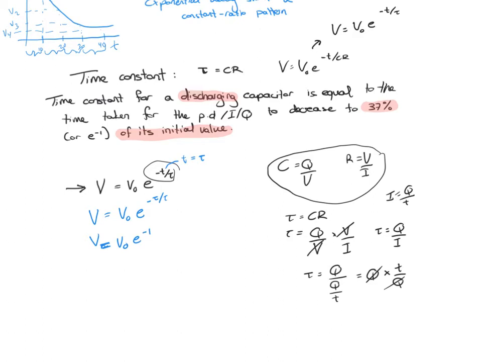Now, if you put e to the minus 1 in your calculator, you will end up with something that's 0.37 V naught. Hence why we're saying that the time constant for a discharging capacitor is the time taken for the potential difference to decrease to about 37% of its initial value. So this is the 37% of the initial value that I started with.